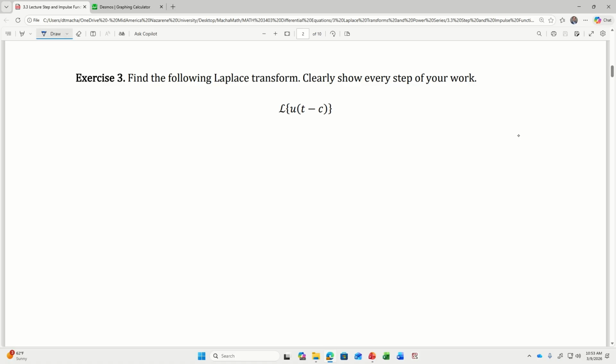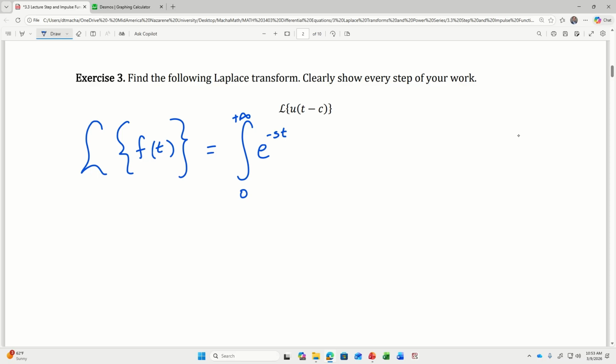And for this Laplace transform, we're going to remember the definition of what it means to be a Laplace transform. And that is an integral from 0 to infinity of e to the power negative st f of t dt. And this time, my function is the unit step function, u of t minus c.